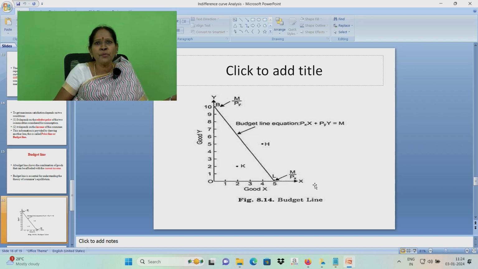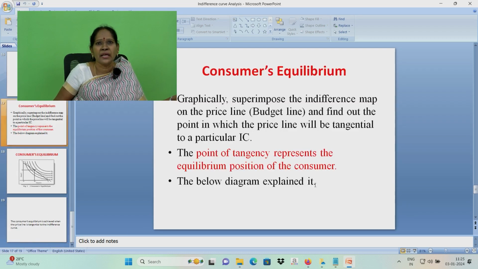If you select any point outside the budget line, called point H, you cannot select that because you do not have that much level of income, because the budget line is nothing but the level of income of the individual. So you cannot select any point outside the budget line. What you should understand is you cannot select any point within or outside the budget line, because it is not going to be part of your analysis.